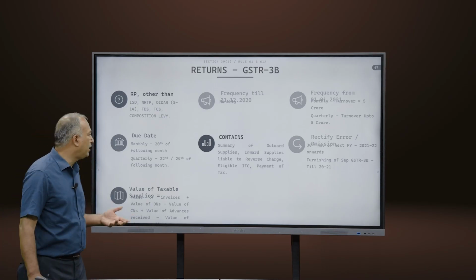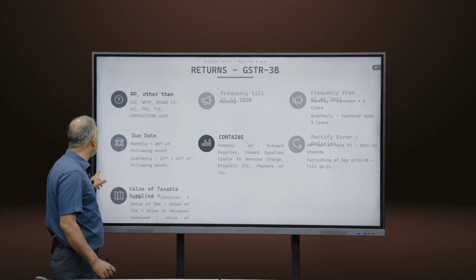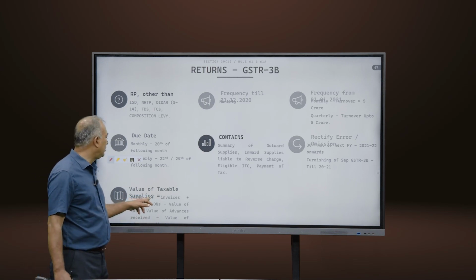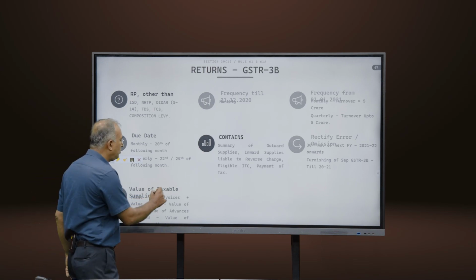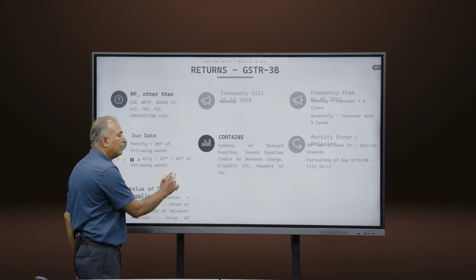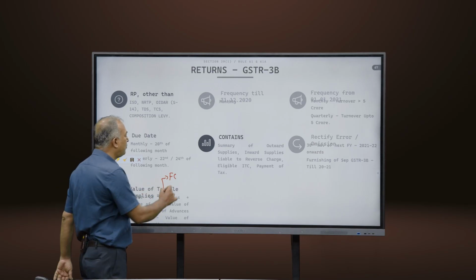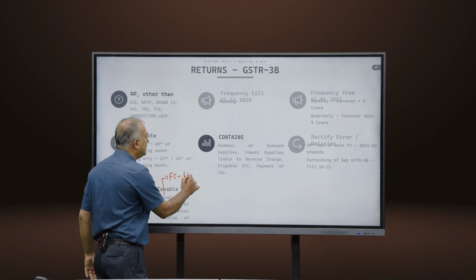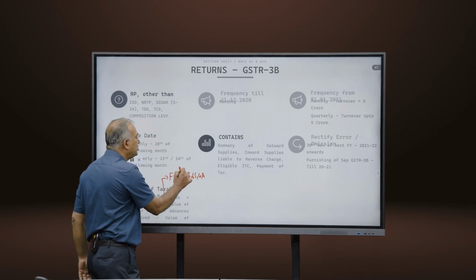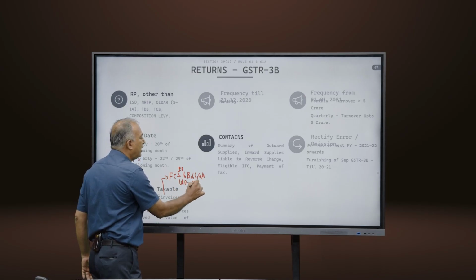What do you mean by that? If I were to translate this into a table, if it is details of the invoices, what were there in the invoices? The invoices had forward charge. In forward charge, which tables were available? 6B, 6C, 4A. In forward charge, it is for a registered person. If it is to an unregistered person, it was table 5 and table 7.